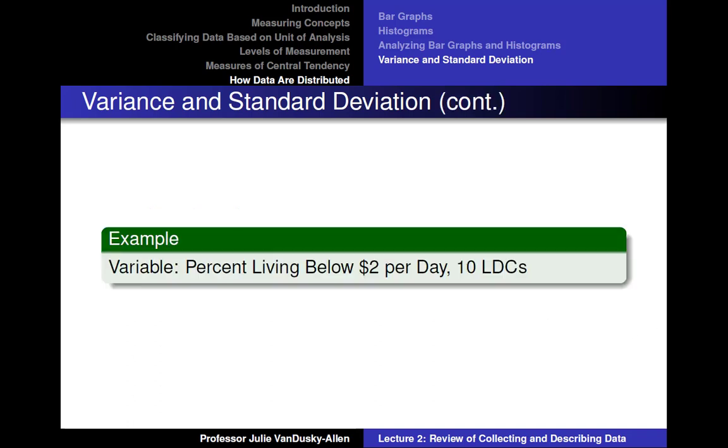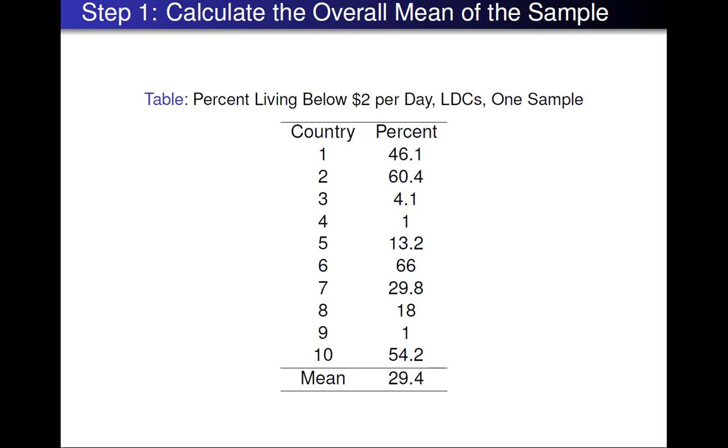In order to show you how to calculate the sample variance and sample standard deviation, I will use a variable called % living below $2 per day. There will be 10 observations from less developed countries. In order to calculate the sample variance, you start by taking the sample mean of your data. Recall that the mean is just the average of all the cases. So let's say we collected data on the % of people living under $2 a day in 10 countries. The overall mean for this data was 29.4.